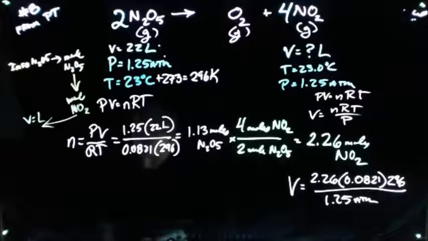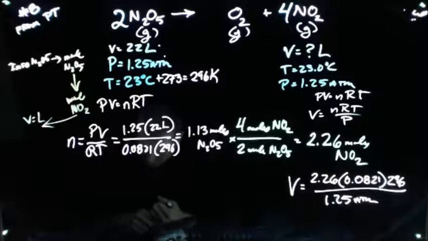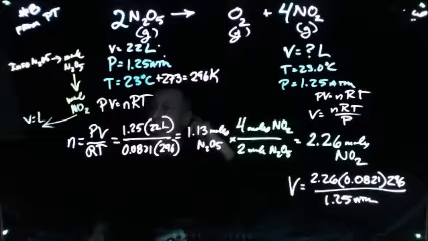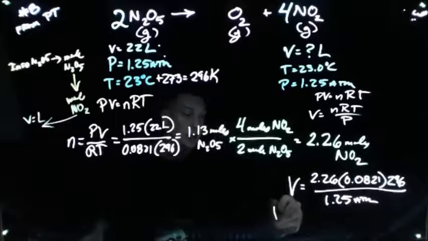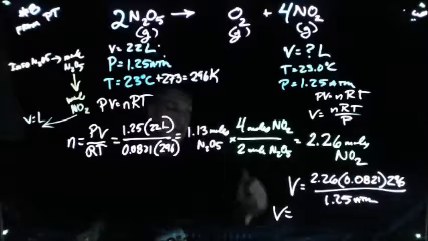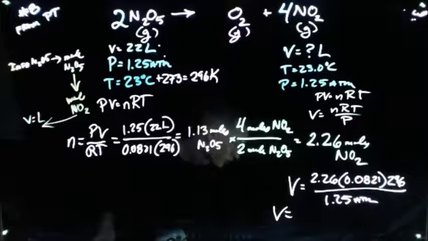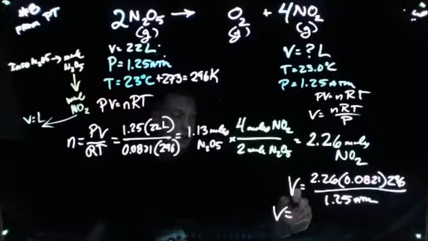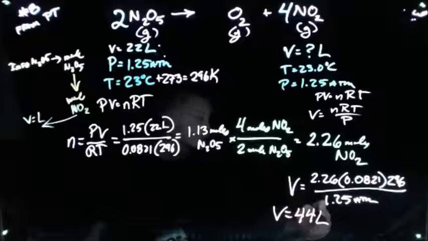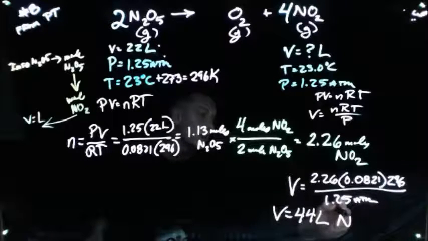2.26 times 0.0821, and it comes out to be 43.9, and I'm going to say rounded to 2 sig figs, which was what the original problem had in it? Yeah, only 2 sig figs. So it's going to be 44 liters of NO2.